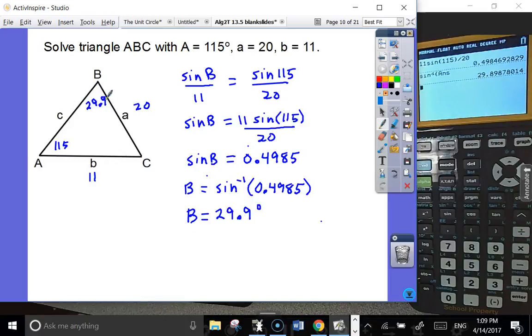Okay, now we need to find angle C. So let's do our 180. 180 minus 29.9 minus 115 is 35.1.